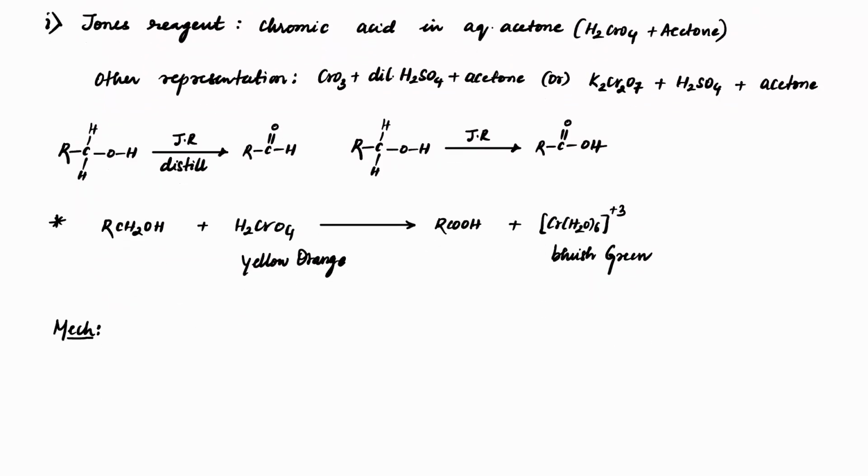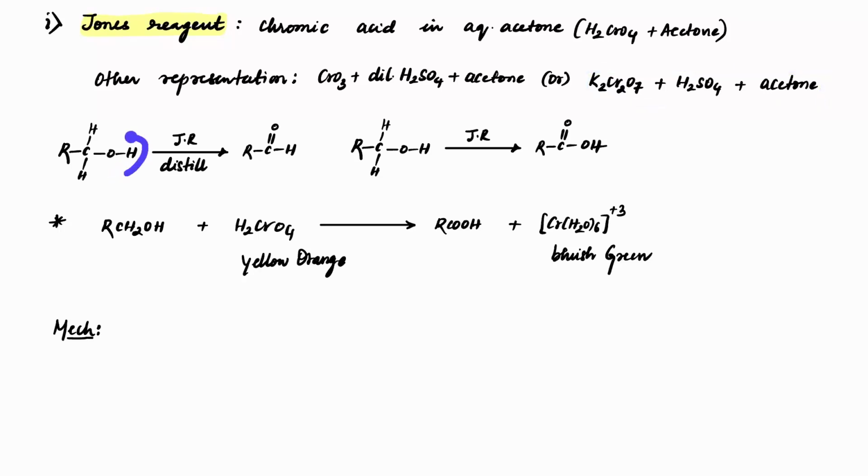Now, within this, the first of a kind we will see is Jones reagent. This will be used very frequently throughout problem solving. So remember, Jones reagent: chromic acid, H2CrO4, in aqueous acetone, but a sufficient amount of water should be present. Another way of representing this is CrO3 with dilute H2SO4 and acetone, or K2Cr2O7, H2SO4 and acetone together.